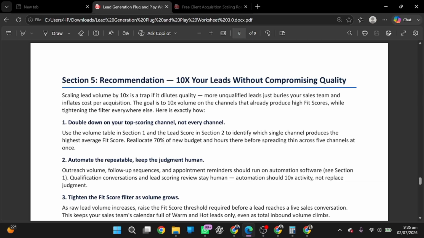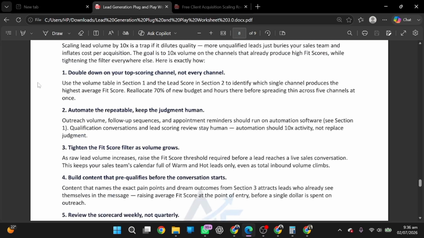Then recommendations here. You want to 10x your leads without compromising quality, so always 10x the number of leads you have. Double down on your top scoring channel, not every channel. So what's your top scoring channel? Then you double down on that one. Automate the repeatable, keep the judgment human. So what do you repeat every single day? Is it outreach? Automate that.